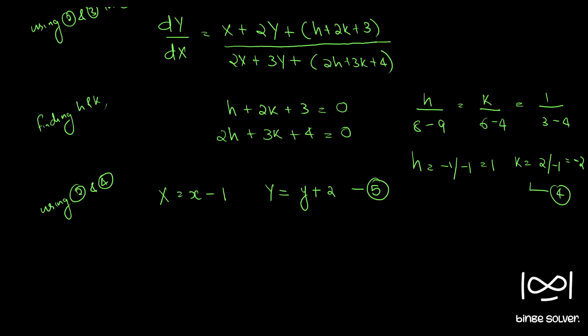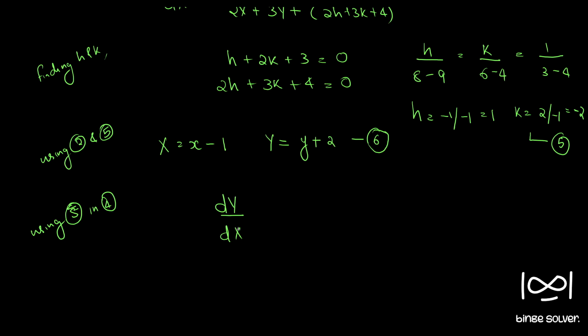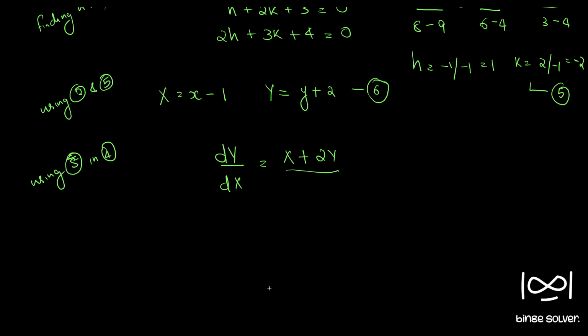Okay. Let's do one thing. I forgot to name this one. Let's call this 4. Let's call this 5. Let's call this 6. So using 2 and 5, now using 5 in 4, we have dY by dX is equal to (X+2Y)/(2X+3Y). Now this is a homogeneous equation.